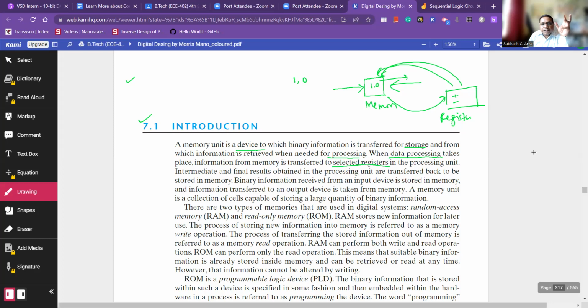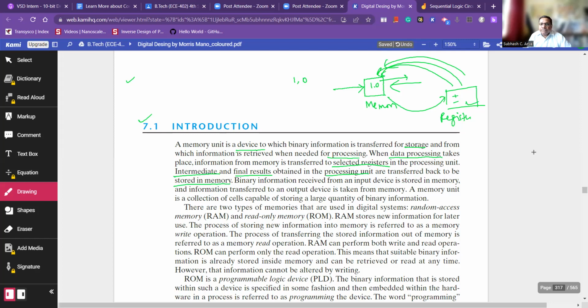Intermediate and final results obtained in the processing unit, here the register, are transferred back to be stored in memory.